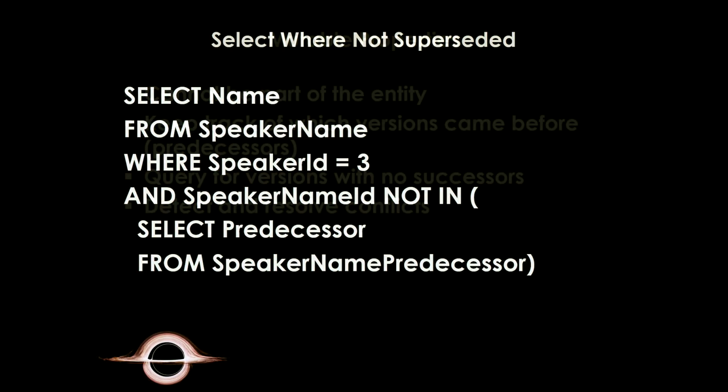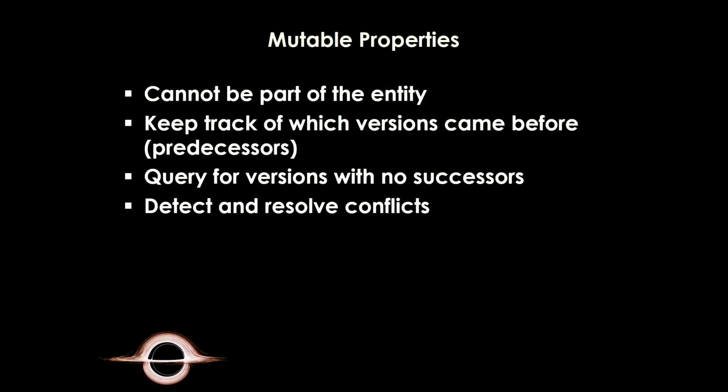Okay, excellent questions. I wish I had more cards to give out. So the rules around mutable properties: they cannot be part of the entity themselves. You keep track of which versions came before as your predecessors. You query for versions that themselves have no successors, and those are your current versions. If you have one, no conflict. If you have more than one, there's a conflict, and you have just found your candidates. That allows you to detect and resolve conflicts, because you resolve it by having a new version that points to all your candidates.